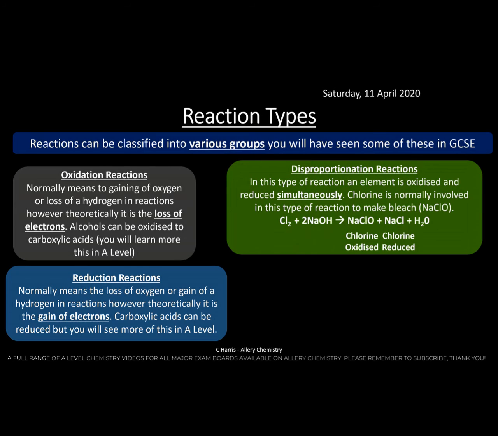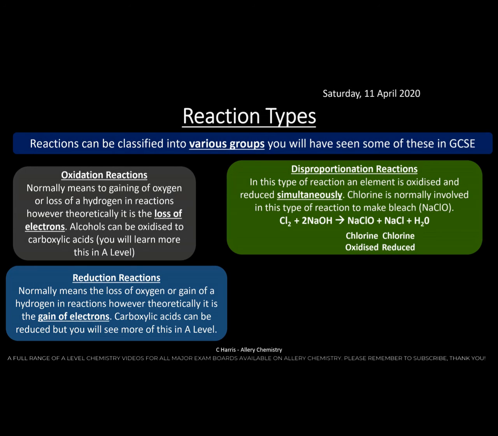Disproportionation reactions, it's probably the longest word you'll ever hear. You may not have seen these at GCSE. Some of you might, depending on the exam board, but this is something you will definitely see at A level. It's basically where an element is oxidized and reduced simultaneously. A classic example is the formation of chlorine-based bleach.